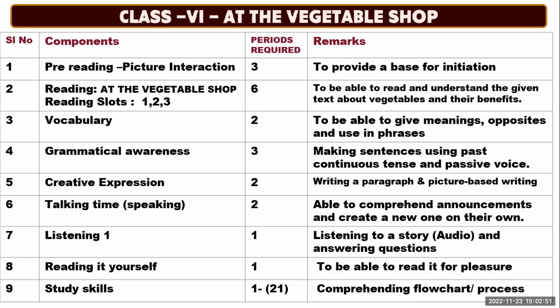But if you really do this for 3 periods, we will see what kind of results we are going to witness from our students. The second one is reading. We can divide it into 3 to 4 slots, with 2 periods for each slot. Next, vocabulary 2 periods, grammatical awareness 3 periods, creative expression 2 periods, talking time 2 periods, listening 1 period, reading it yourself 1 period, and study skills 1 period. In total, for each unit, we have to take around 21 periods.